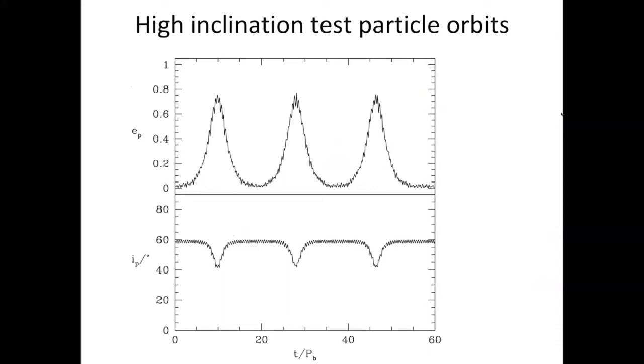This is an example shown here where the test particle is initially misaligned by 60 degrees to the binary orbital plane, and the inclination is shown in the lower panel here. And the particle orbit is initially circular, as you can see from the eccentricity panel at the top. But the Kozai-Lidov oscillations exchange the particle inclination and eccentricity. So a peak in the eccentricity corresponds to a trough in the inclination. The timescale for these oscillations depends upon the orbital radius from the central star. So the closer the orbit is to the central star, the longer the timescale.